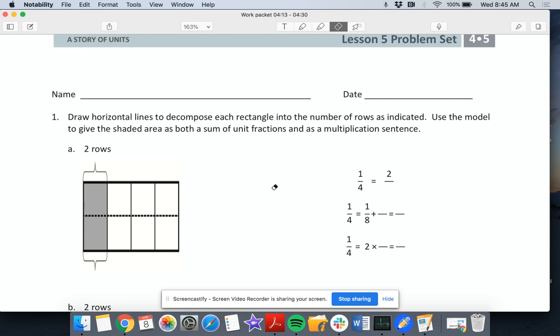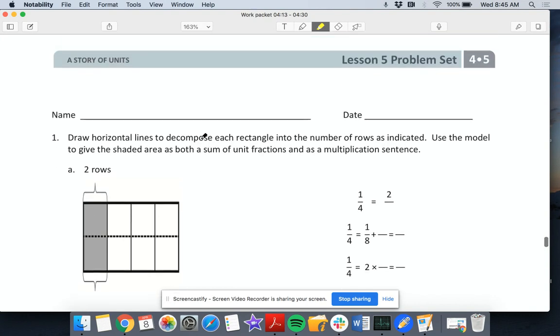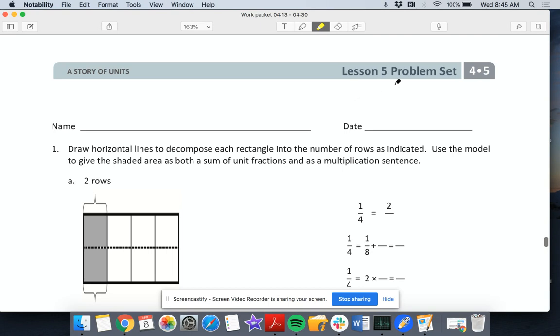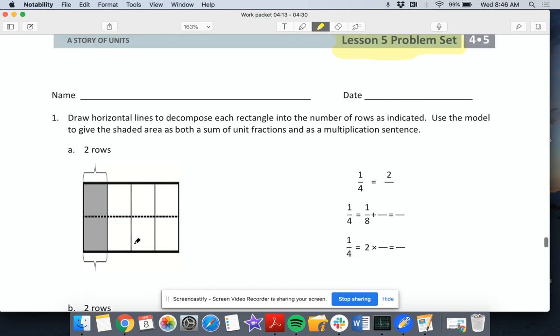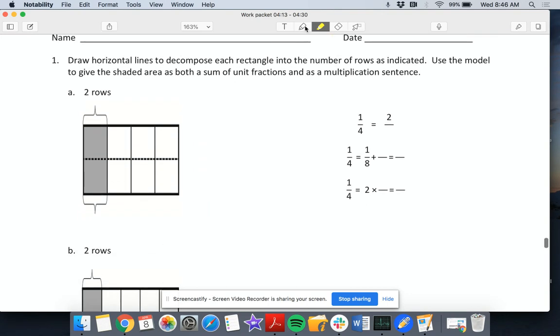Welcome to another day of some more fractions for us and another day of getting better at all of this. So today will be a lot like last Thursday, where we're going to be doing this lesson 5 problem set, and it's all about decomposing these tape diagrams or area models now into smaller numbers. Okay, so let's get started.